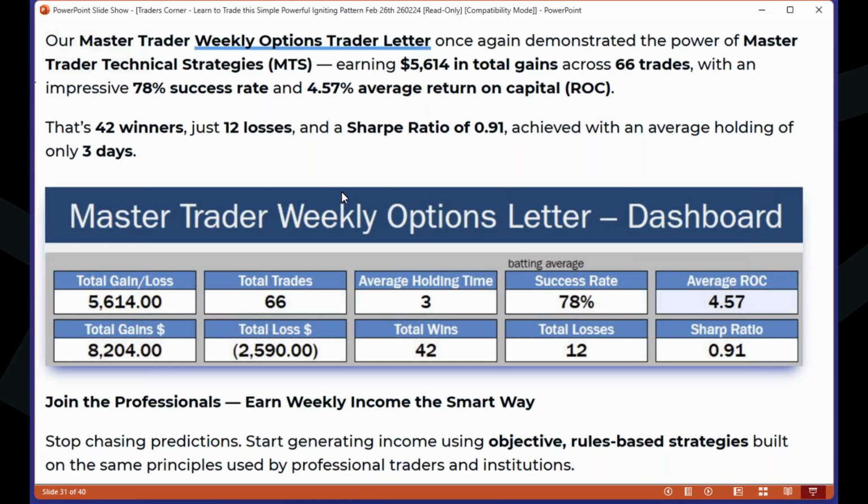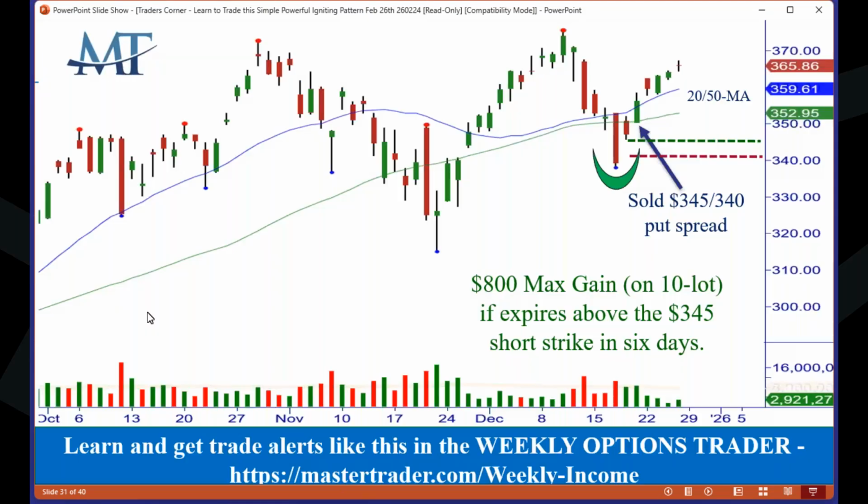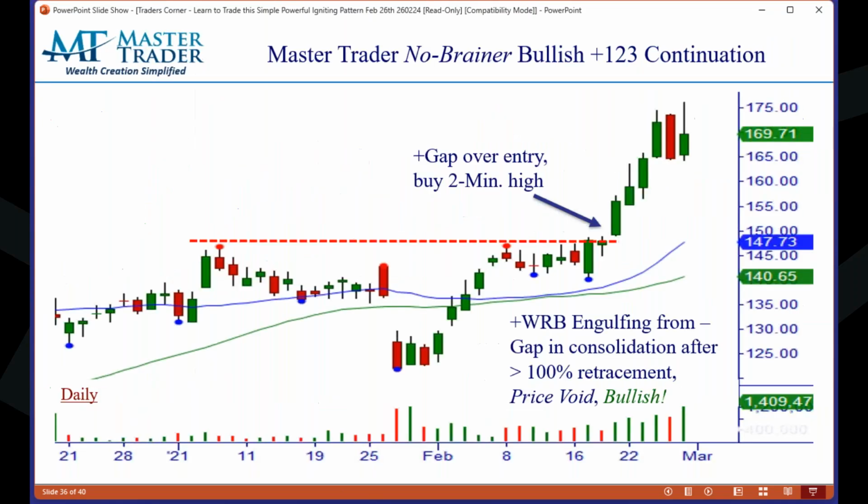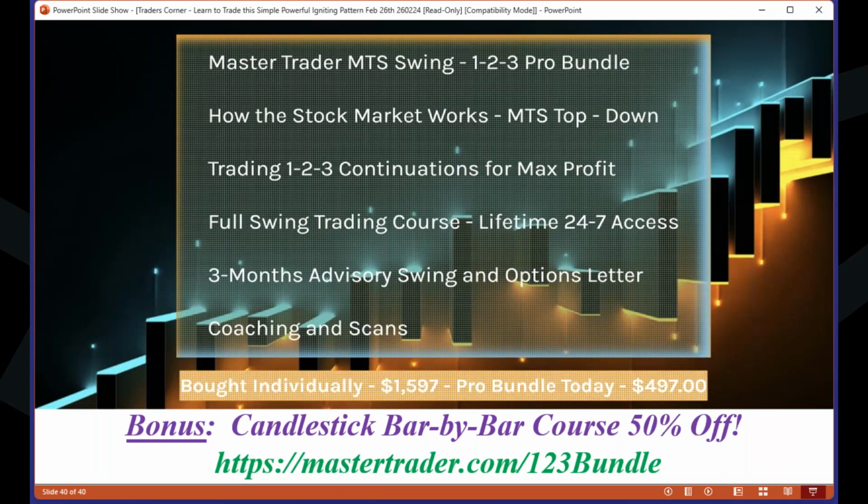We sell options on turning points as an income trade. So all these patterns on bullish 1, 2, 3s are candidates for selling a put spread under the wide range bar, call spreads above the wide range bar. This was, I think, last month, 66 trades. You can look at it here, but $5,600.